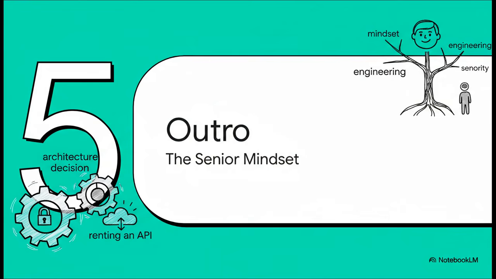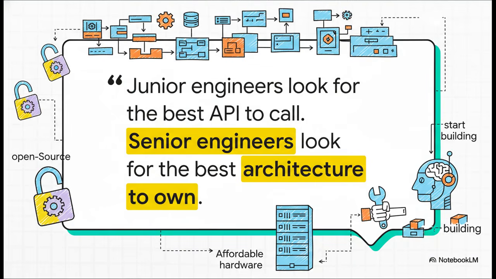Let's wrap this up because I want to talk about mindset. The choice between renting some API and actually owning your architecture, it's not just a technical decision. It's a reflection of engineering seniority. Junior engineers look for the best API to call. Senior engineers, they look for the best architecture to own. The tools to own your stack from top to bottom are finally here. They're open source, and they are powerful enough to run on hardware you can actually afford. Stop renting, start building.